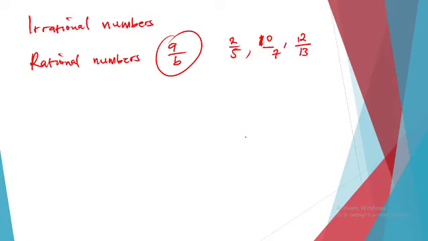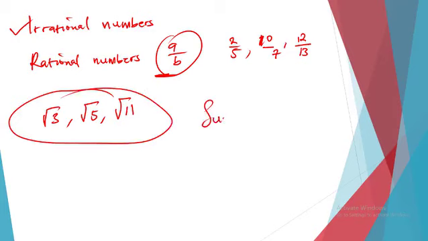Now, all integers and terminating decimals are also rational numbers. But any number which cannot be expressed as a ratio of two integers is what we call an irrational number. Irrational numbers are found when we try to evaluate roots of certain integers. Example, root 3 is an irrational number. We have root 5, root 11. All these are irrational numbers. Irrational numbers of this kind are called surds. Roots such as rational numbers are not surds.